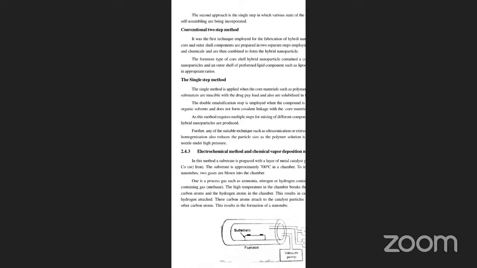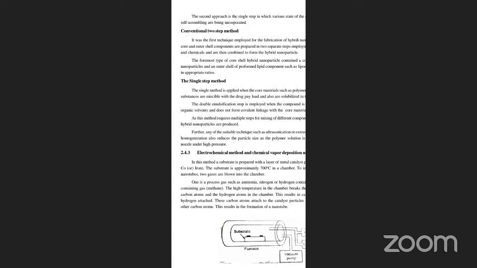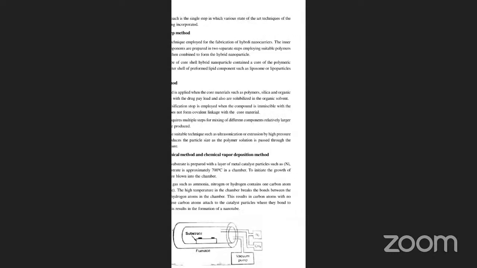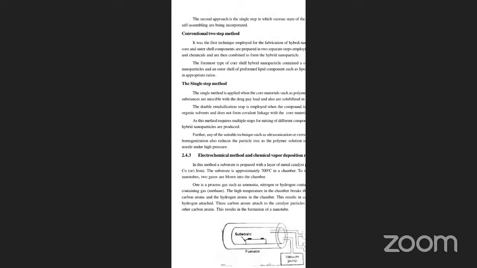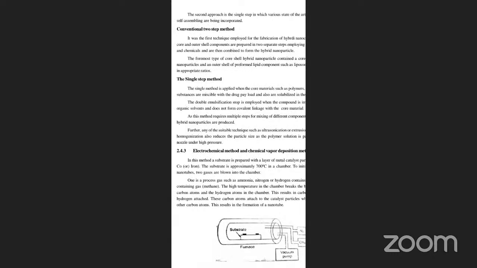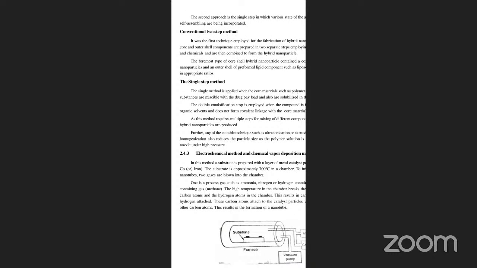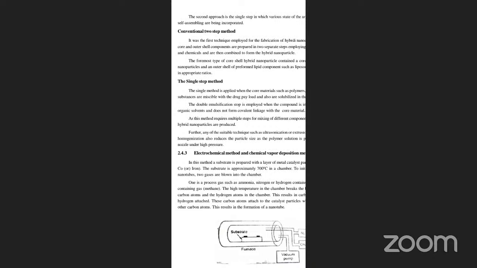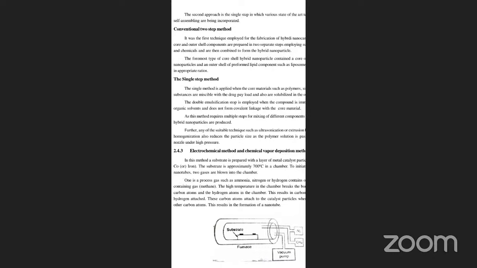The single step method. The single step method is applied when the core materials such as polymer, silica, and organic substances are miscible with the drug load and also solubilized in the organic solvent. The double emulsion method is employed when the compound is immiscible with the organic solvents and does not form covalent linkage with the core material. As this method requires multiple steps for mixing of different components, hybrid nanoparticles are produced.